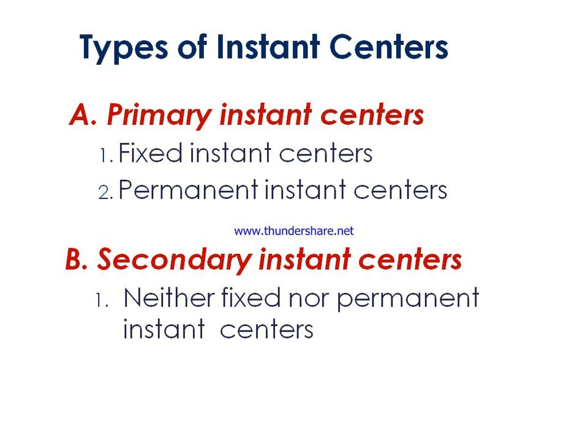Now mainly there are two types of instantaneous centers. First category is the primary instantaneous centers. Under that we have fixed instantaneous center and permanent instantaneous center. And in the second category, which are known as secondary instantaneous centers, we have neither fixed nor permanent instantaneous centers.